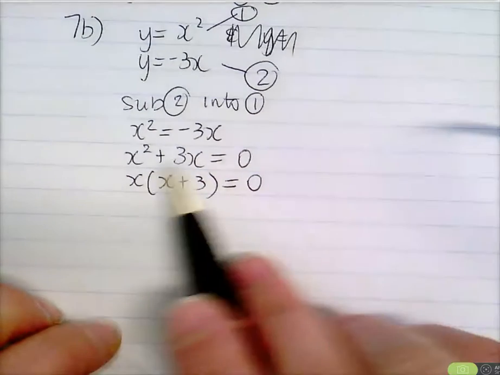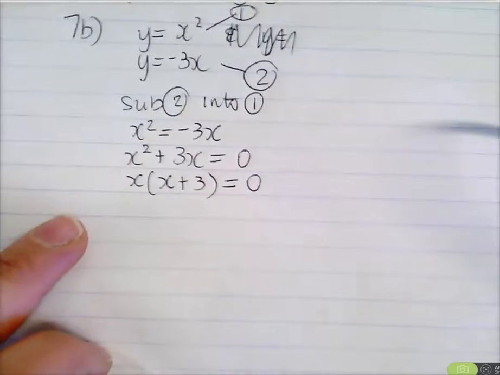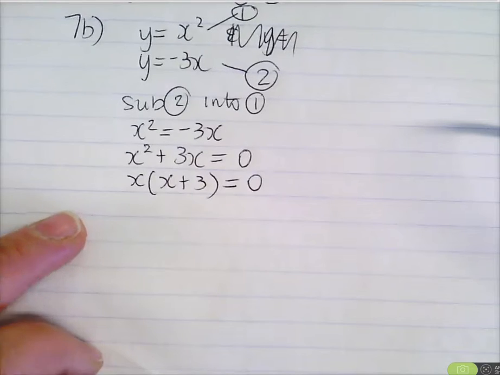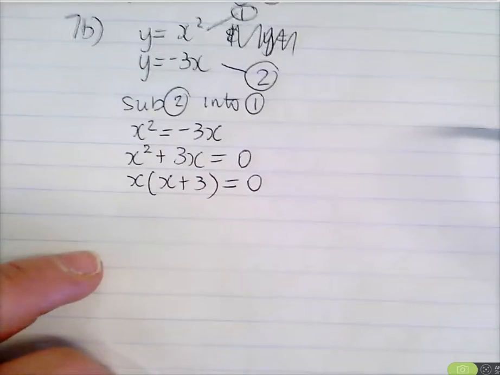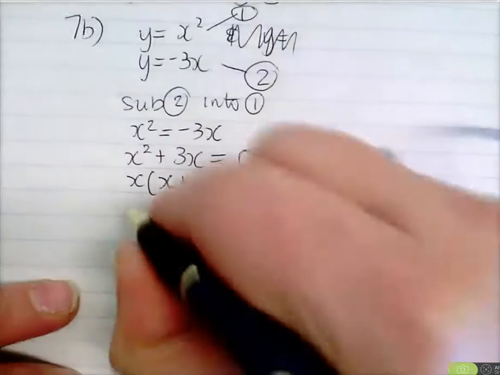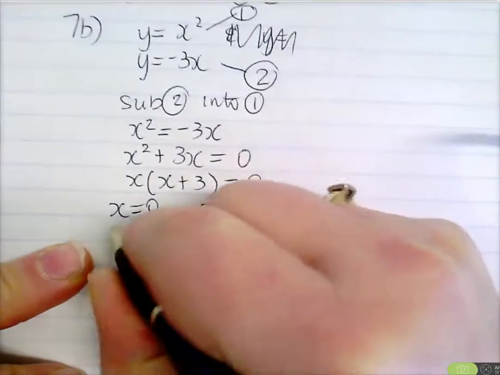Okay, that's not a trinomial. When you've got two terms, you've either just got a normal factorization or you've got a difference of two squares, nothing else. That's obviously not a difference of two squares, so it'll be a normal factorization. So now, x is 0 or x plus 3 is 0.